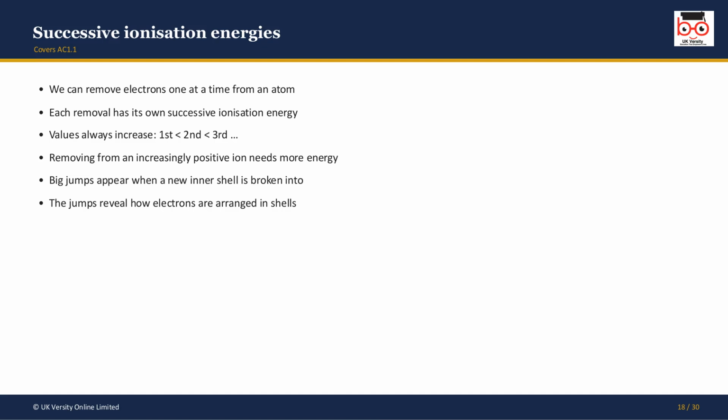We can remove electrons one at a time, and each removal has its own successive ionization energy. These values always increase, the first smaller than the second, which is smaller than the third, and so on, because you're prizing an electron away from an ion that's getting more and more positive. But watch for the big jumps. A sudden large jump appears when you start breaking into a new inner shell, and those jumps reveal exactly how the electrons are arranged in shells.